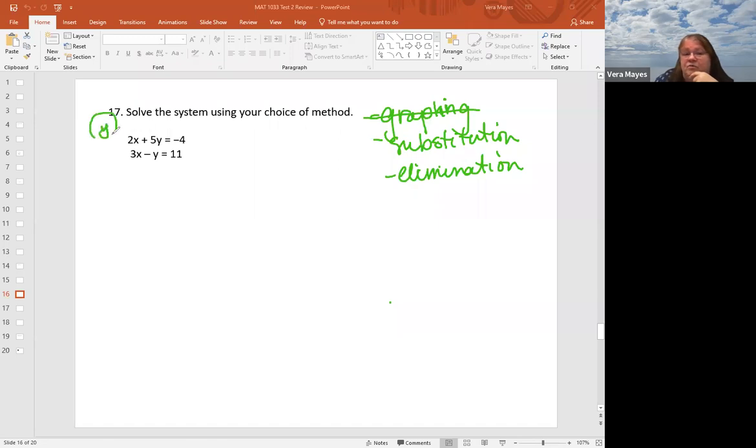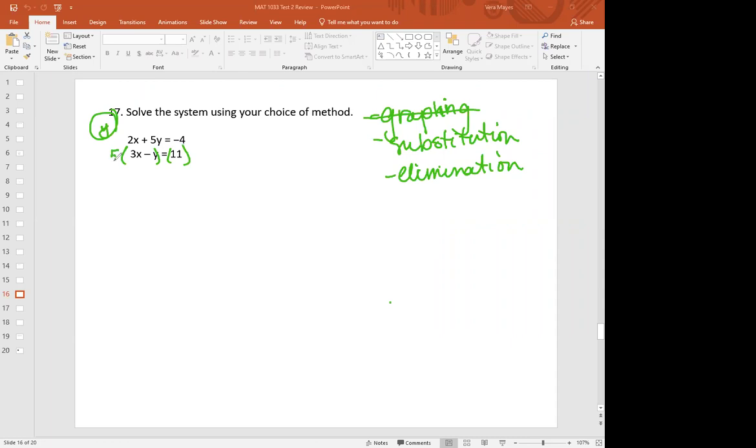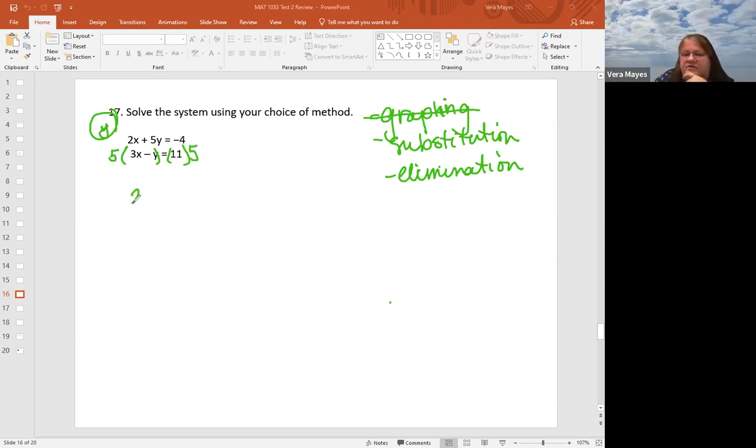I'm going to focus on the y's. So if this y is a positive 5, I need this one to be a negative 5. So what do I have to multiply this equation by to make that happen? 5. And if I do it to one side, I have to do it to the other, right? The first one we didn't change, so let's bring it down. Be careful you don't lose that negative. Distribute the 5, 15x minus 5y equals 55.